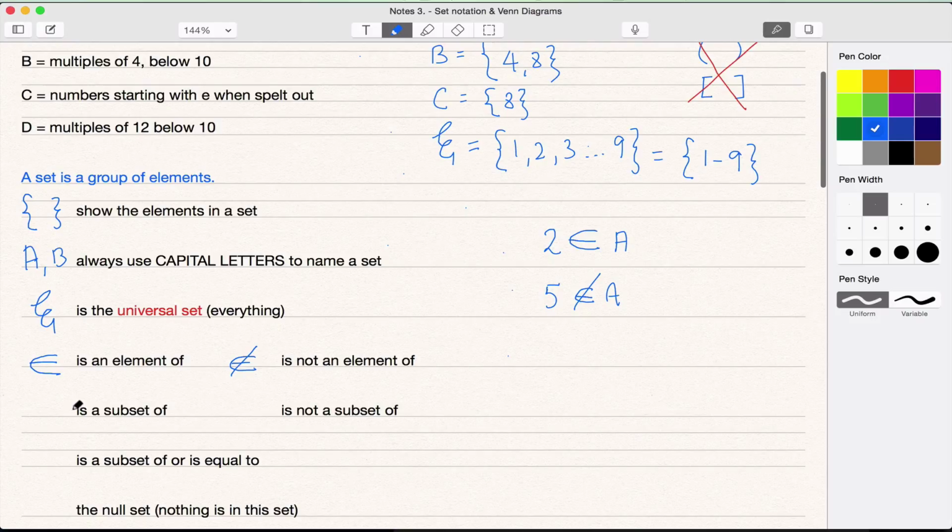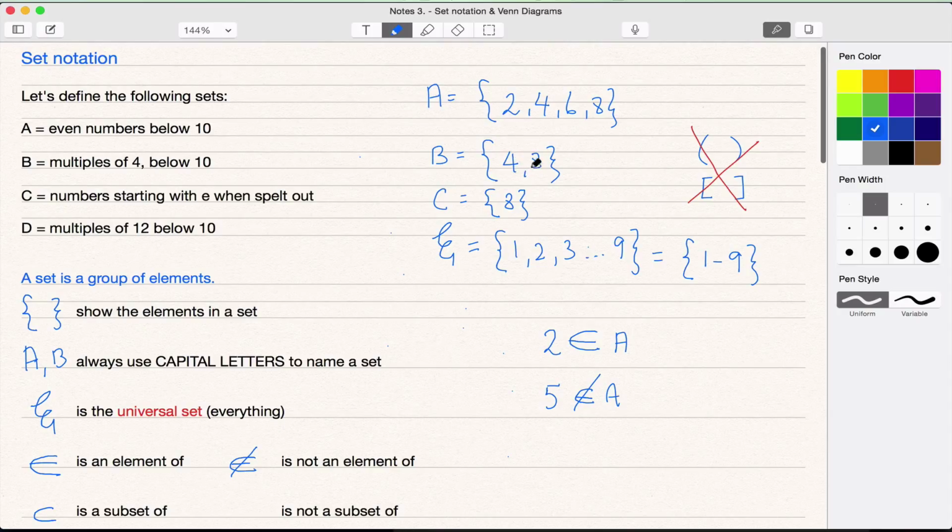This one here, so it's similar but no strike through the middle. It looks like a C, but again it's got the longer arms on it. This means is a subset of.